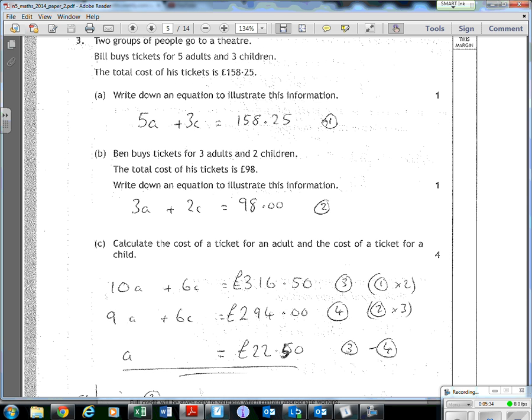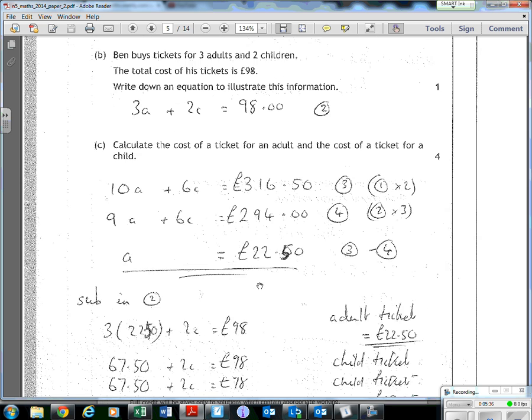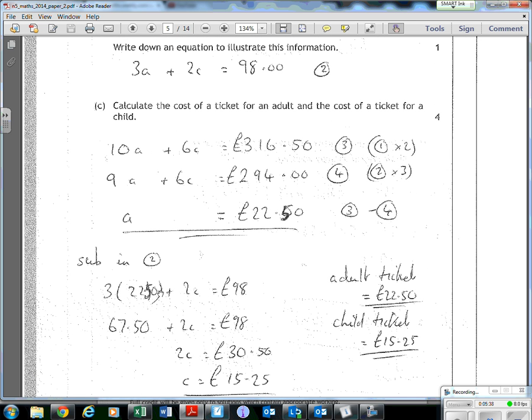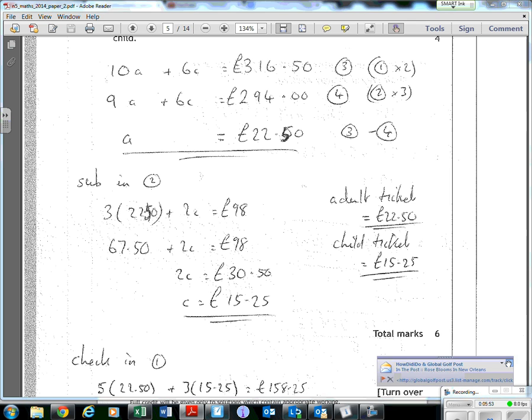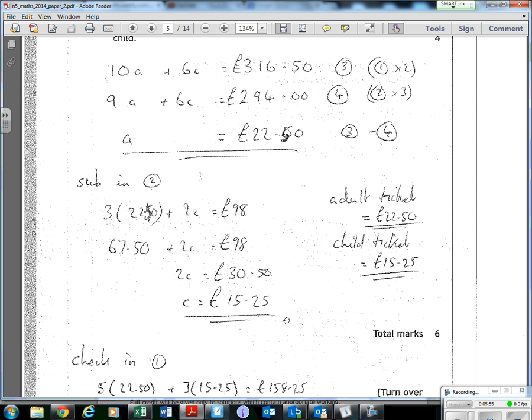I could have substituted into equation 1 if I wanted to, but the numbers are smaller here. So 3 × £22.50, add 2 children's tickets will be £98. £67.50 add 2 children's tickets is £98. Subtract 67.50 from each side. 2 children's tickets are £30.50. So one will be half as much. One will be £15.25.